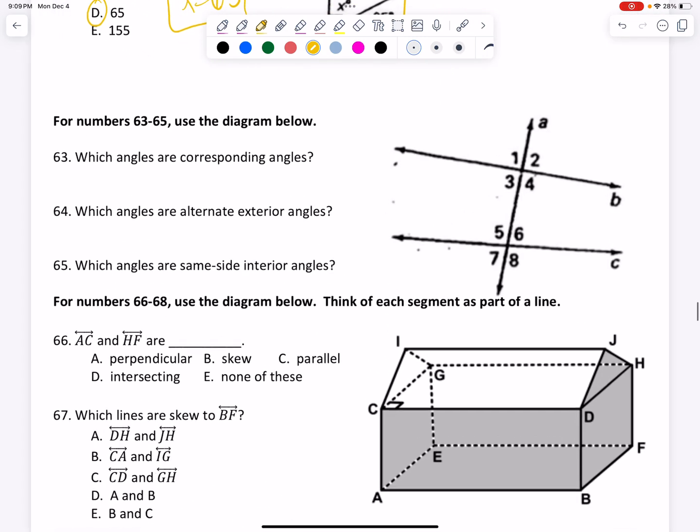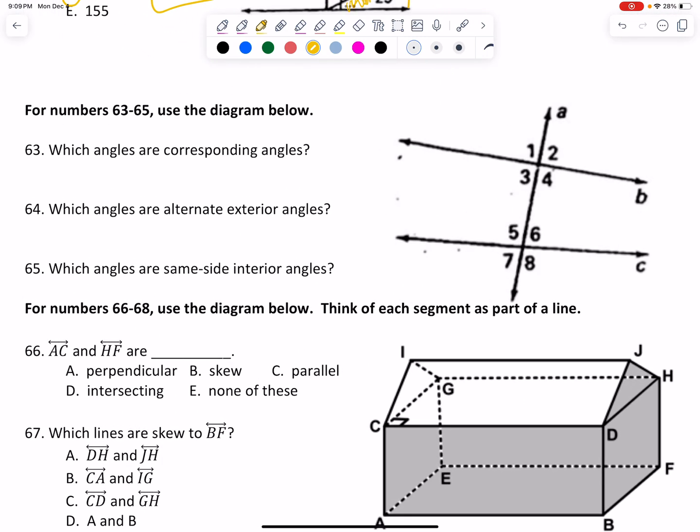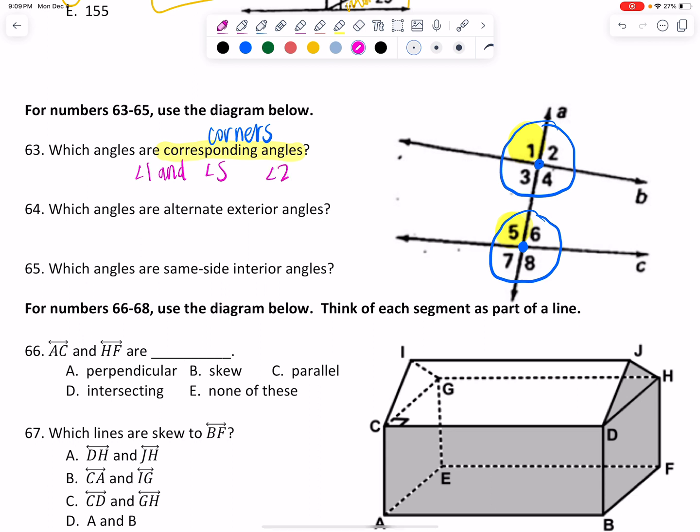All right, for numbers 63 through 65, use this diagram. Which angles are corresponding? Corresponding means they sit in the same corners. If you're looking at this like a group of people sitting at a dining room table, and another group sitting at a round dining room table, corresponding angles sit in the same corner. So who sits in the same spot as angle 1 in the top left? That would be angle 5. So you would say angle 1 and 5, and 2 and 6.